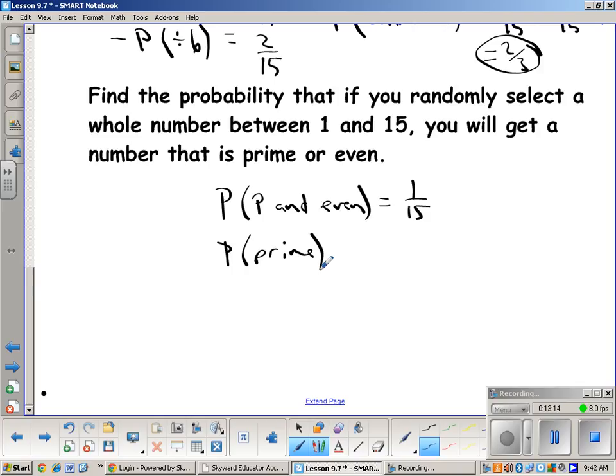So we said 6. Is that correct? Or did I remember wrong? Didn't I go like this? 2, 3, 5, 7, 11, 13. Yeah, 6 out of 15. We're going to leave it that way. You'll see why in a minute. What's the probability of even? 7 out of 15.